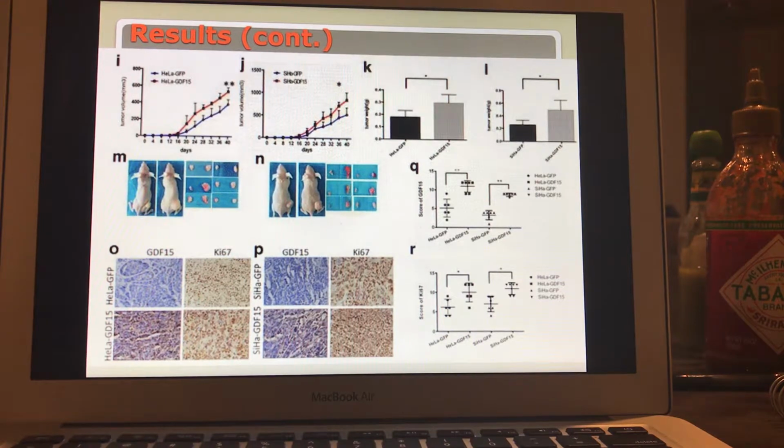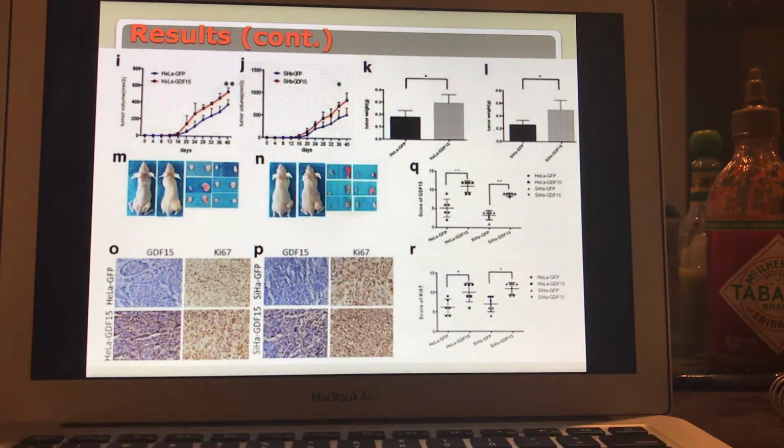To further demonstrate the effects of GDF15 on tumor formation ability in vivo, 6 adult female nude mice in each group were subcutaneously transplanted with HeLa GDF15 or SiHa GDF15 or their control cells, as shown in figures M and N. In figures I and J, the xenograft assay in Balb/c nude mice shows that GDF15 overexpressing cells formed much larger tumors in terms of volume, while figures K and L show that GDF15 overexpressing cells formed much larger tumors in terms of weight than the control cells HeLa GFP and SiHa GFP.